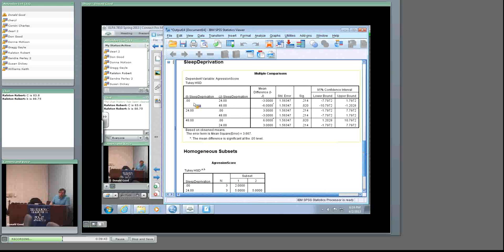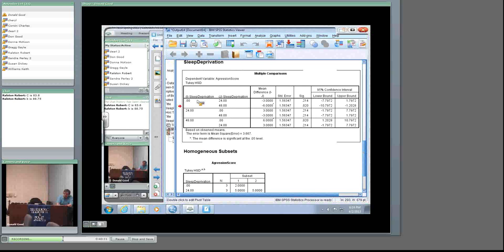I've got three categories of sleep deprivation: 0, 24, and 48. Now, hopefully I'm pointing to those on your screen that you can see with my mouse. On the first part, the 0 part, it compares 0 with the other two groups. The second part, the 24 part, it compares 24 with the other two groups. The third part, the 48 group, it compares 48 with the other two groups. So I'm comparing 0 to 24, and I'm comparing 0 to 48. Do I need to compare 24 to 0? It's already done. I don't need to do that.